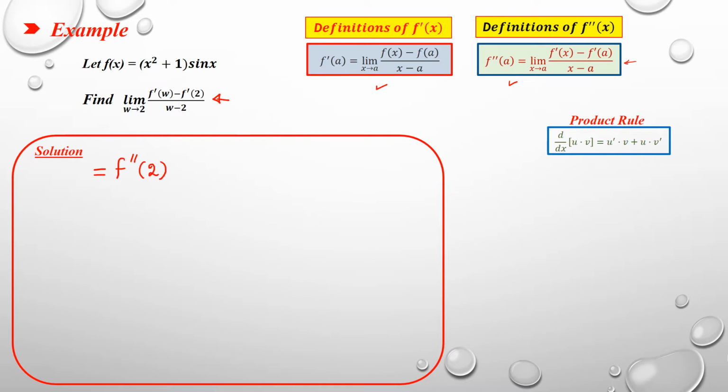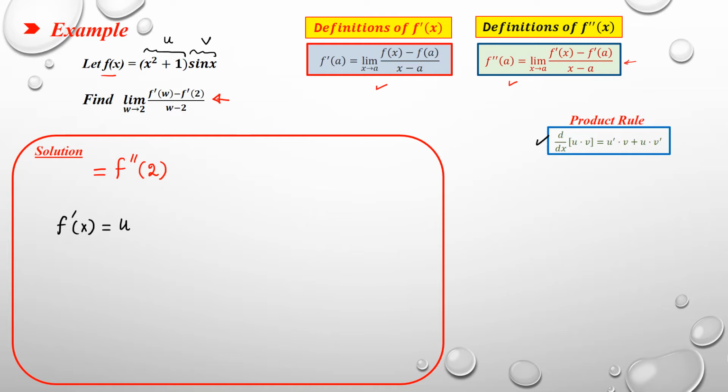Now f of x is given in the question. You have to find the first derivative, then find the second derivative, then replace x by 2 in the second derivative to find the limit. So f prime of x equals, this is our function and it is a multiplication of two functions. The first one is u and the second one is v.